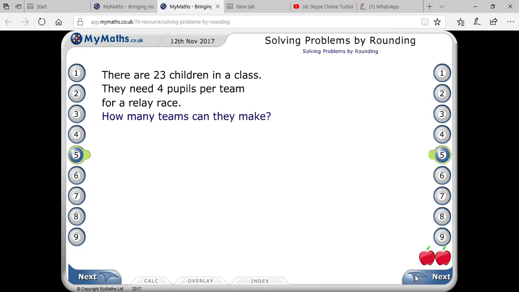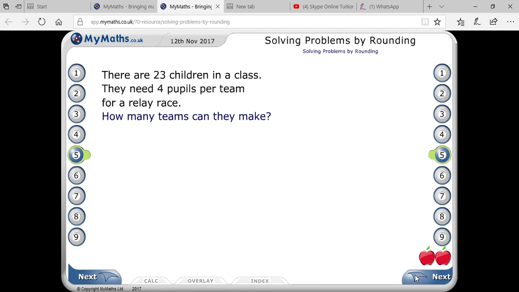Okay, there is another example. There are 23 children in a class. They need 4 pupils per team for a relay race. How many teams can they make?